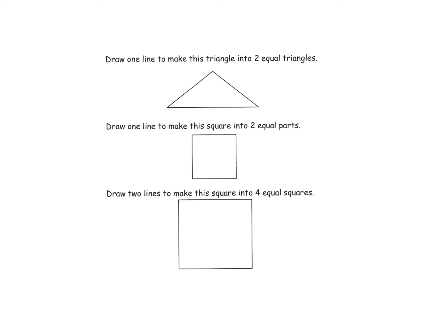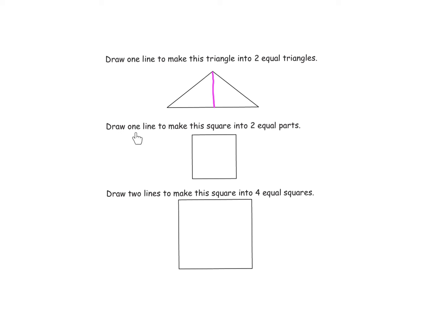Our next problem asks us to draw one line to make this triangle into 2 equal triangles. In order to get 2 equal triangles, I draw my line straight down the middle, and I have this triangle and this triangle, which are exactly the same size.